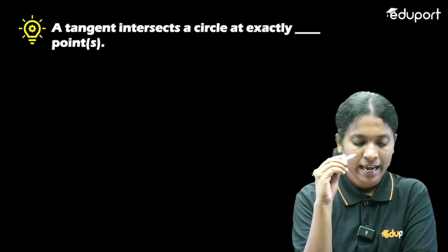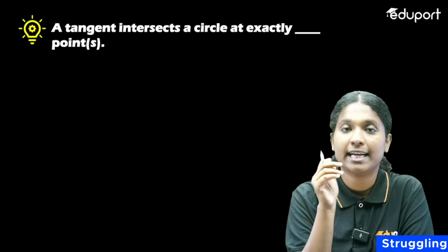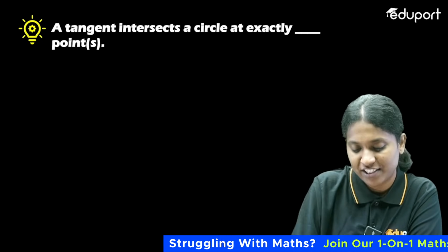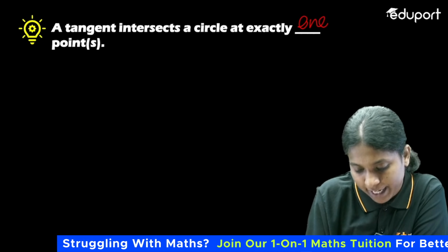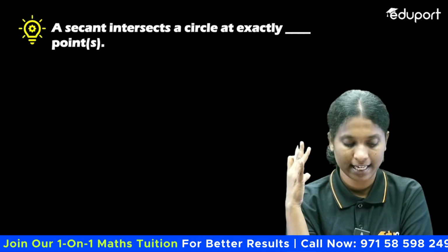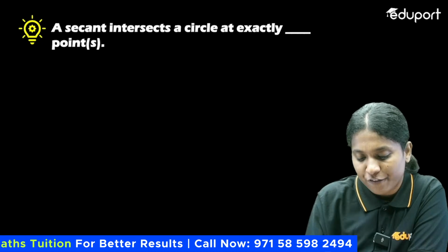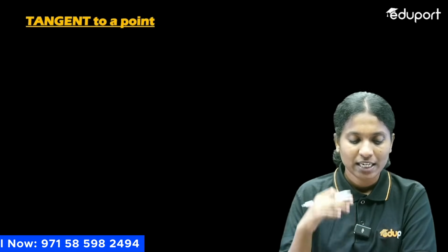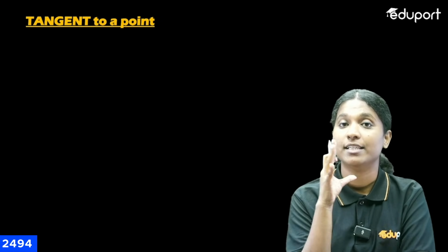A tangent intersects a circle at exactly how many points? We just learned that it is one point. Now a secant intersects a circle at exactly how many points? We learned that it is two points. Now, tangent to a point.